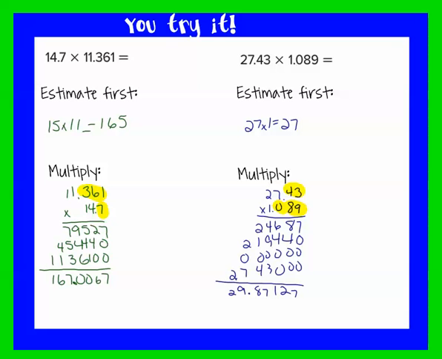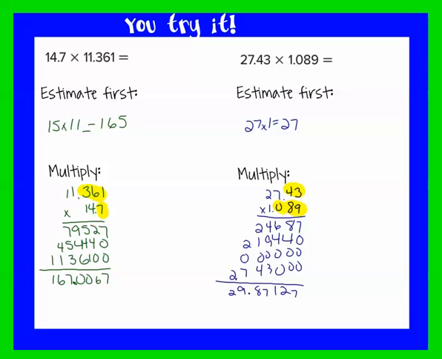And then notice that we have 3 digits to the right of the decimal in the first number, 1 to the right of the decimal in the second, which means we need 4 digits to the right of the decimal in our product. So start at the right and count over. And if you place that properly, we get 167 and 67 ten-thousandths, which is really close to 165. If we put that decimal in any other place, we'd be moving further away from our estimated value.